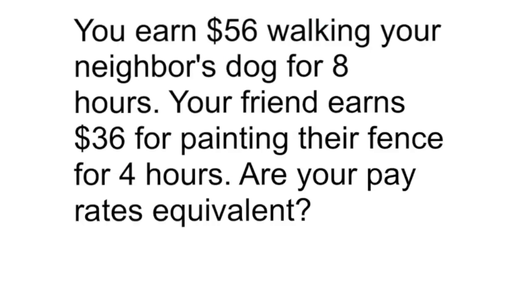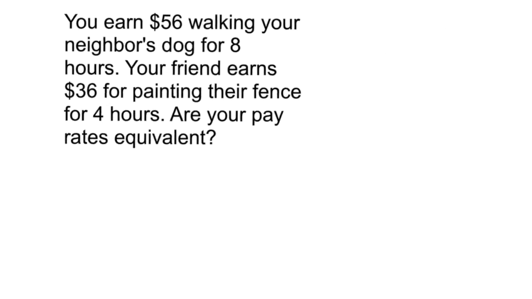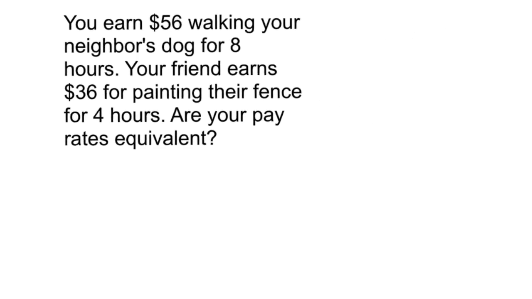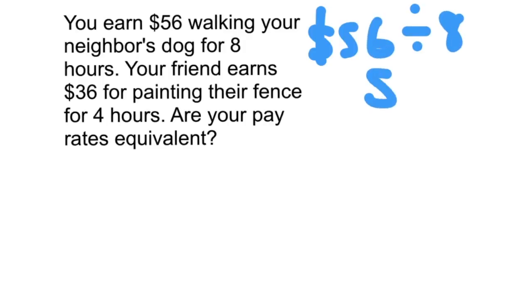You earn $56 walking your neighbor's dog for 8 hours. Your friend earns $36 for painting their fence for 4 hours. Are your pay rates equivalent? You have more than one way to solve this. One way is to find the unit rates. The unit rate is to figure out how much money you make in 1 hour.